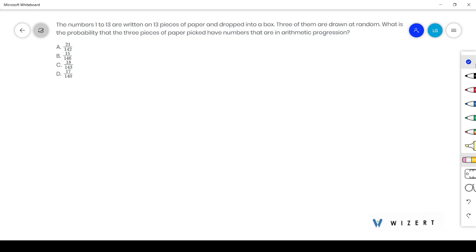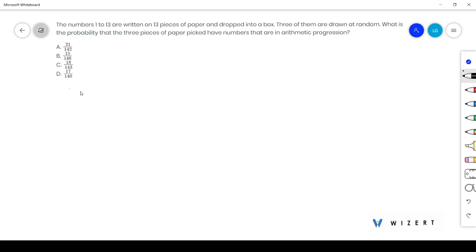Our question is: the numbers 1 to 13 are written on 13 pieces of paper and dropped into a box. 3 of them are drawn at random. What is the probability that the 3 pieces of paper picked have numbers that are in arithmetic progression?